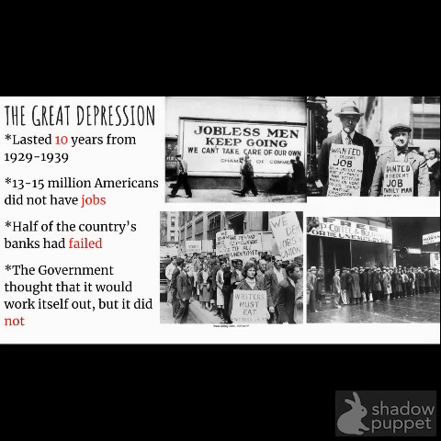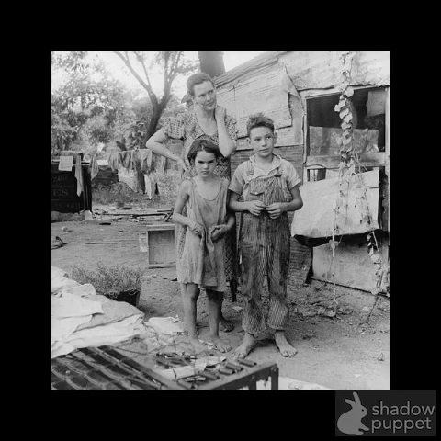The Great Depression lasts about 10 years, from 1929 to 1939. 13 to 15 million Americans did not have jobs, and half of the country's banks had failed because the banks had lost all their money, so they could no longer stay open. The government thought it would work itself out, but it didn't. So the government did not try to help as soon as they could have.